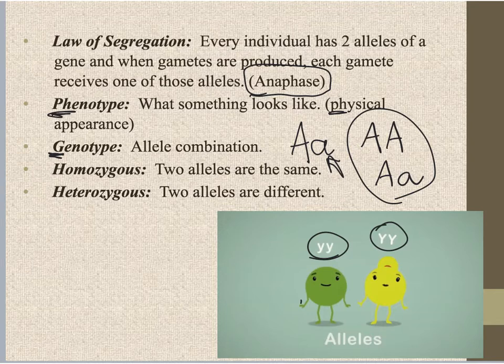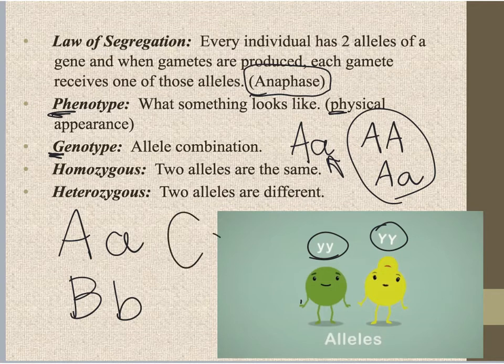Some things to keep in mind when you are writing these letters down: you might want to use letters like A's or B's, letters where the uppercase looks different than the lowercase. Letters like C don't work super well because it's hard to tell which one's uppercase and which one's lowercase. That's more just a preference thing, but I'm giving you a heads up on that.